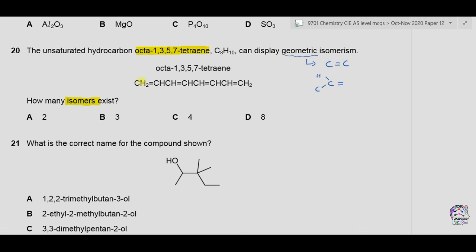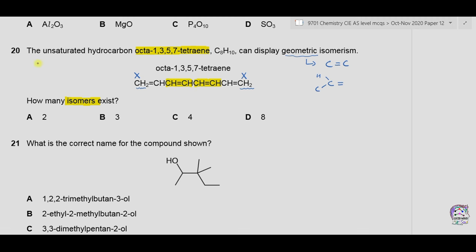So in the structure we can see that this carbon is making a double bond, but it has similar atoms attached, so this won't show geometric isomerism. Again, at the last we can see that this carbon is also making a bond with the same atoms, so this won't be a part of geometric isomerism. So we have two double bonds present. There are three possibilities for this isomerism.